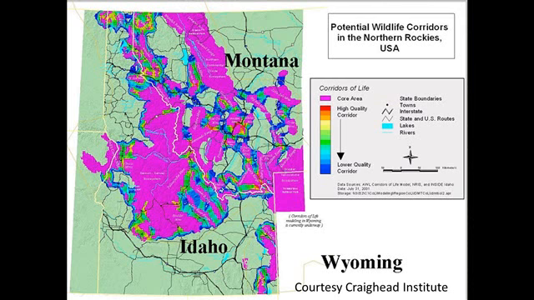This map is provided by the Craighead Institute, and it illustrates the important connection between the Greater Yellowstone ecosystem and the north. Bozeman Pass, here somewhere, there we go, is a very critical crossing point from this area up into this area. In a study from 2001 to 2010, there were 2,272 animals that were killed along this 24-mile stretch of the interstate. Hopefully, a few more than that made it across.